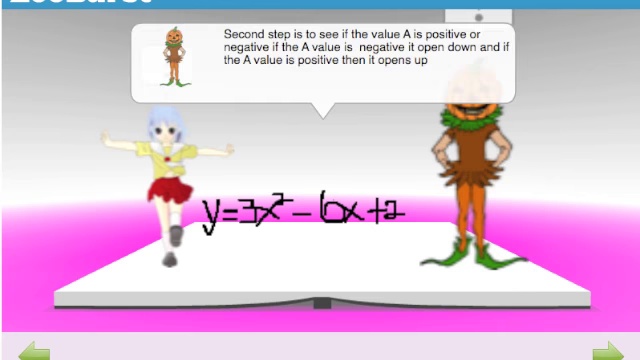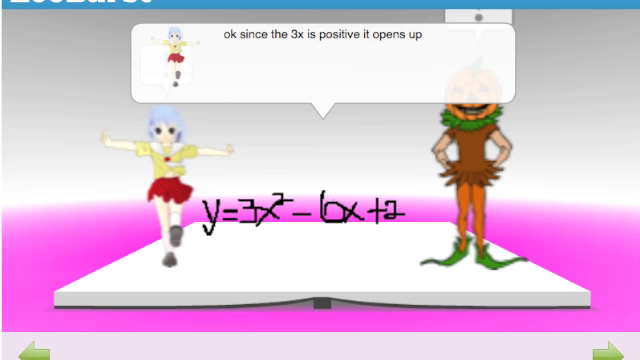Second step is to see if the value A is positive or negative. If the value is negative, it opens down. And if the value is positive, then it opens up. Okay, since the 3x is positive, it opens up.